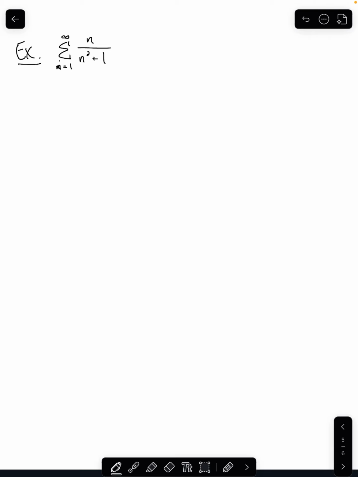Each term will get smaller as we go. And the function itself is continuous. So the integral test applies here. What we can do is look at the integral from 1 to infinity of x over x squared plus 1 dx. So reaching back to when we did improper integrals, we can call this the limit as b approaches infinity of the integral from 1 to b of x over x squared plus 1 dx.